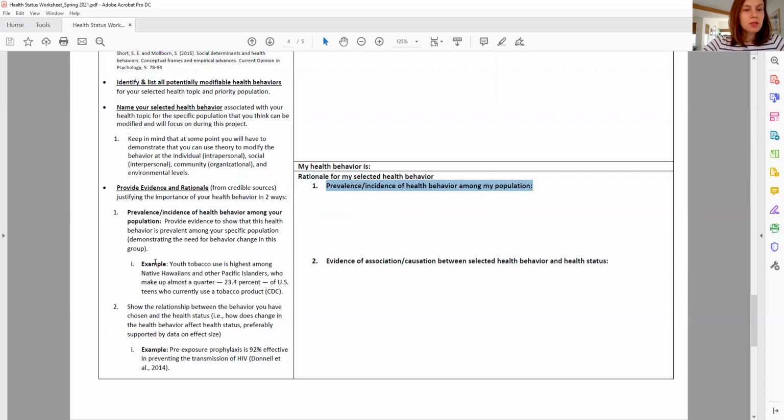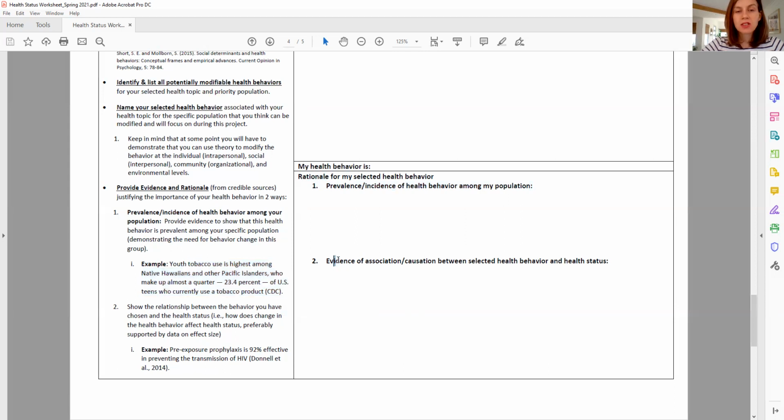So here's an example. Tobacco use is highest among Native Hawaiians and other Pacific Islanders, who make up almost a quarter of US teens who currently smoke tobacco products. So if you wanted to focus on adolescent smoking, this is an example of the prevalence or incidence of smoking among adolescents in your population. So this is showing that.